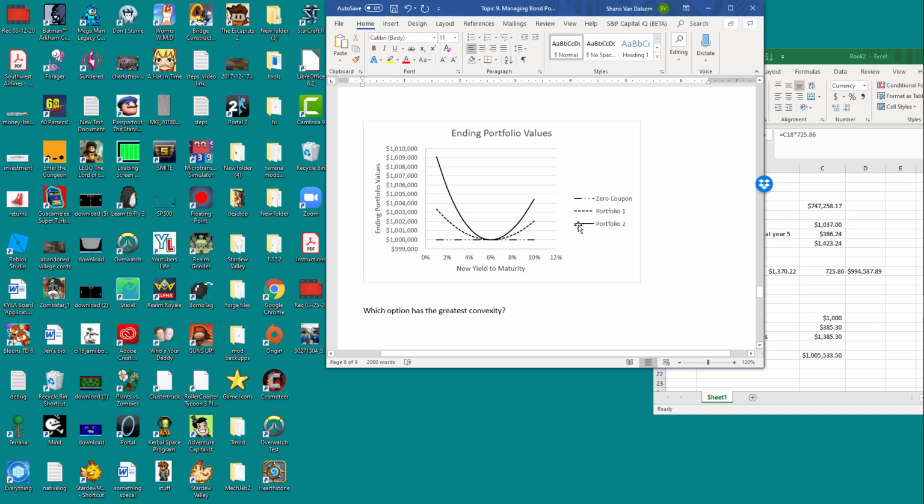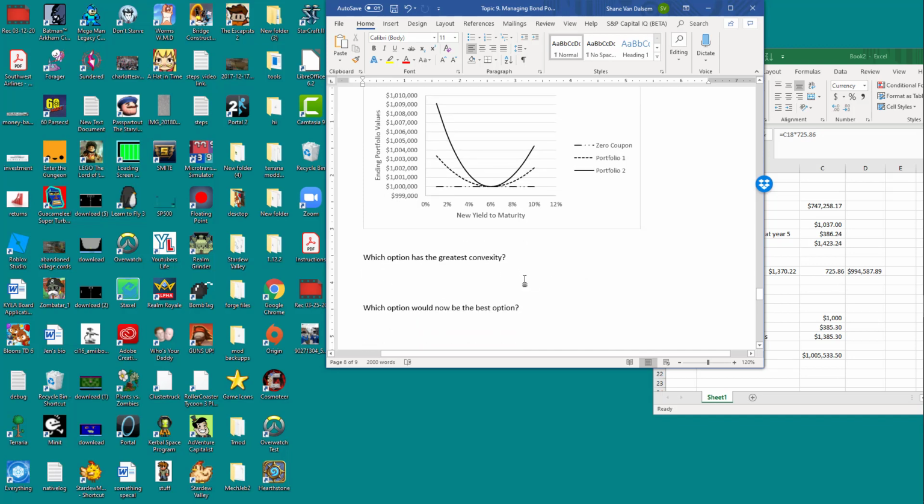Portfolio 2 is a combination of bonds 1 and 3. And again, this is even more convex, so there's a greater change in price, positive on both sides, with a change in the yield to maturity. So which option has the greatest convexity? And that's portfolio 2.